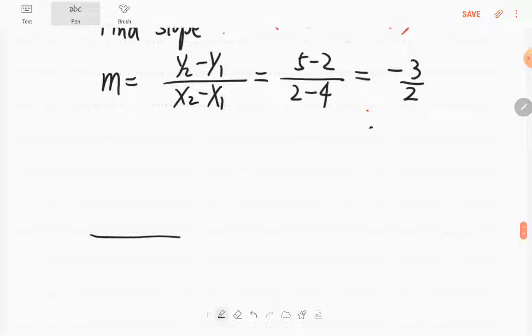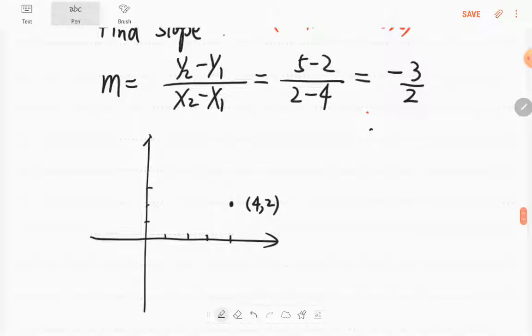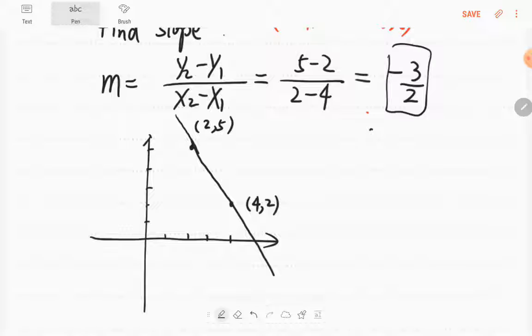You can see this is the point 4, 2: 1, 2, 3, 4 and 1, 2. And 2, 5: 2, then 1, 2, 3, 4, 5, which is this point. This is 2, 5. So this is the line, okay? The slope is negative 3 over 2.